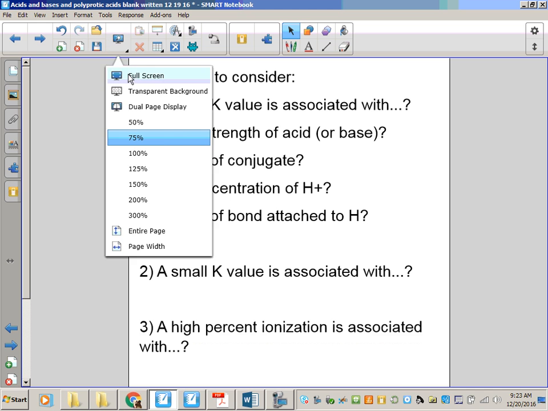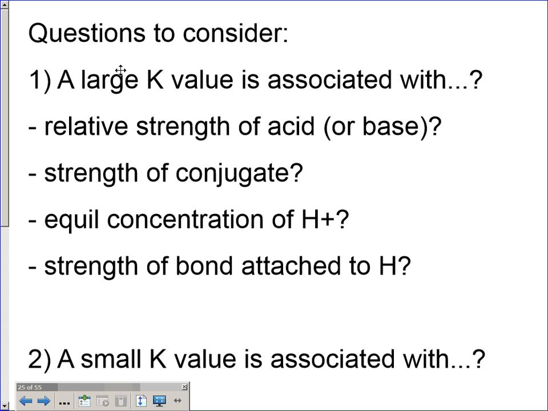All right, talk in your groups. You have 2 minutes, 3 minutes, and explain these to each other. Tell me what they indicate. You have 2 minutes to talk. Strength of acid or base is strong. Strength of conjugate is weak, and then equal contribution usually is going to be high. And then the strength of bond attached to H is really low.